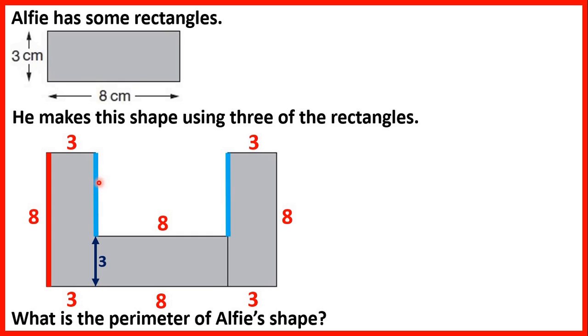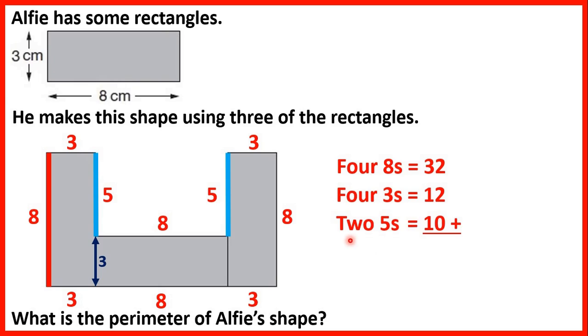So now something plus 3 has the same length as 8. So we know that these lengths must be 5 because 5 plus 3 is 8. And we can see that the lengths are the same. So we have 4 eights, that's 32. We have 4 threes, so that's 12. And we have 2 fives, so that's 10.